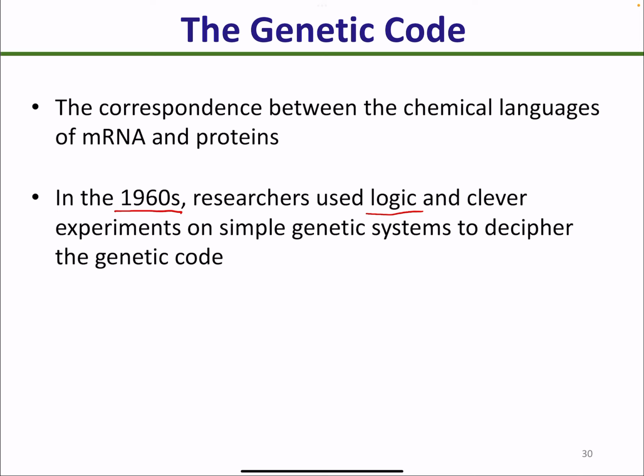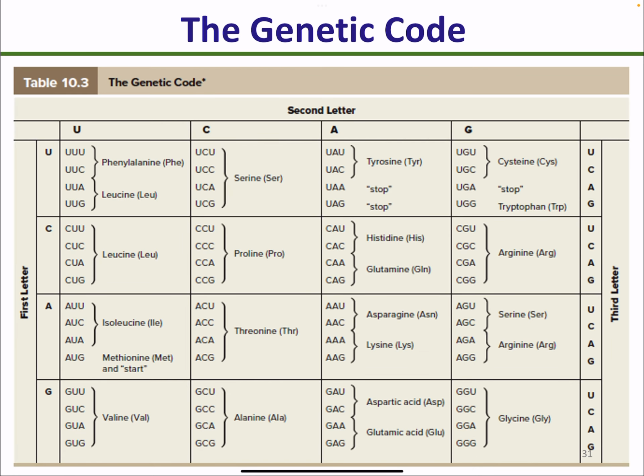I'm going to give you some aspect of how they show that, but not everything, because it's kind of complex. Anyway, so what researchers found is that the nucleotide sequence in a messenger RNA is read 3 nucleotides at a time.